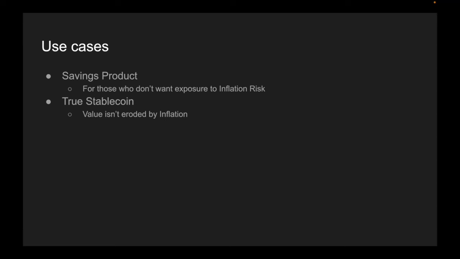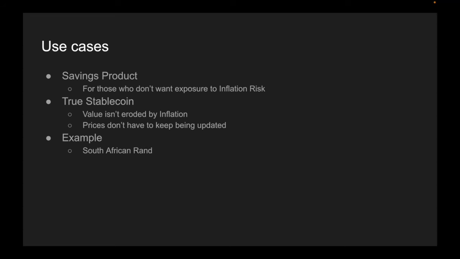Now the use case is a savings product, just like those who would buy a bond. They can buy this NFT bond instrument, especially if they don't want any exposure to inflation risk. And essentially that INK token can come into the crypto ecosystem and be a true stablecoin for Africa. Why? Because the value isn't going to be eroded by inflation, and then prices don't have to be kept updated. So merchants are going to love it because they don't have to keep raising their prices. Users are going to love it because it's a better store of value.